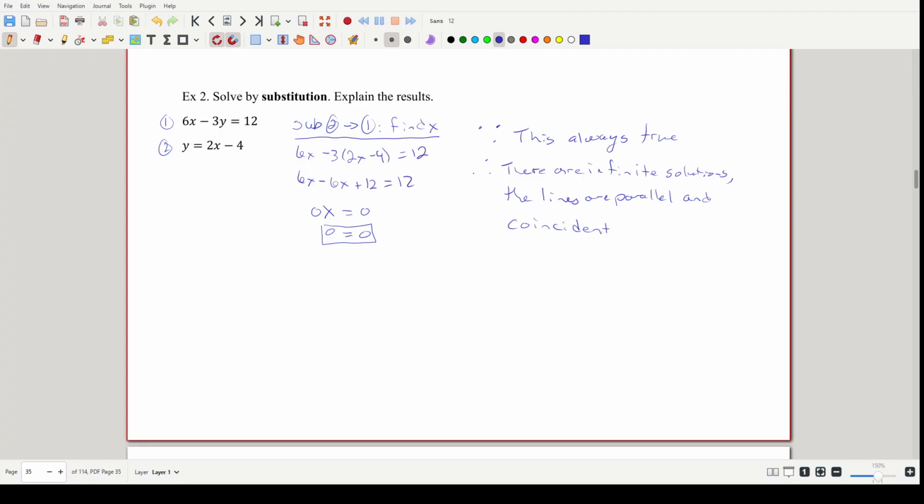And that's it. That's what we learned today. We learned how to determine, just by looking at some equations or looking at a slope and a y-intercept, whether there's one solution, no solutions, or an infinite number of solutions.